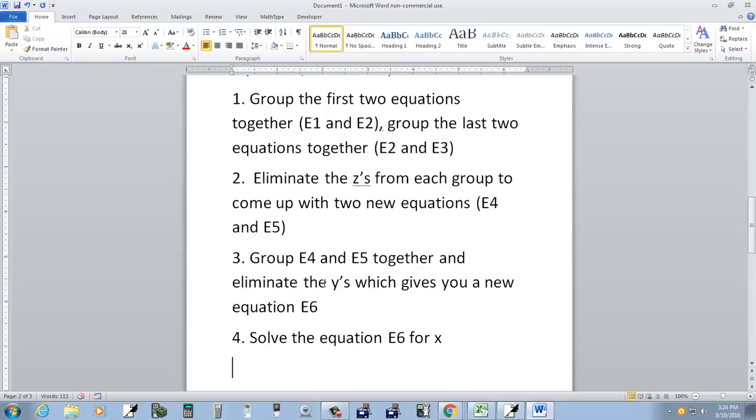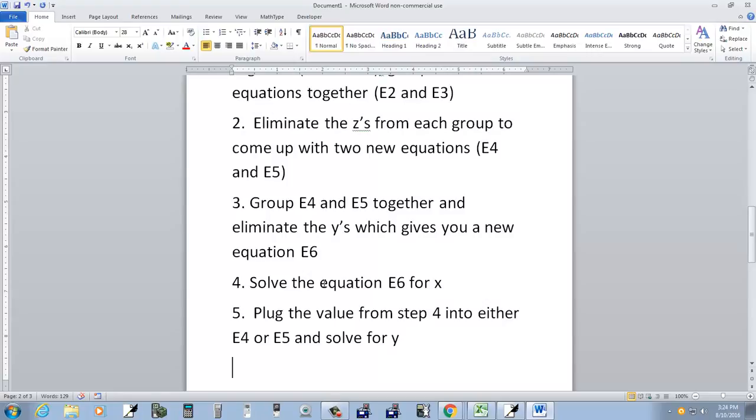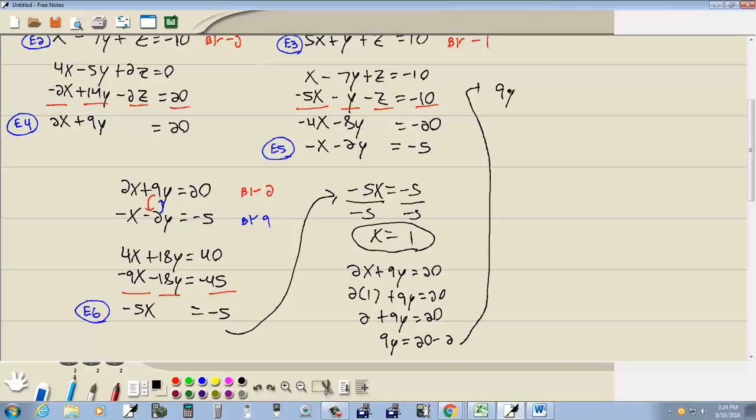Now, step 5, plug the value from step 4 into either E4 or E5 and solve for y. Doesn't matter which one you plug it into, whichever one looks easier to you. I'll do E4 since there's no negatives there. So we got 2x plus 9y is equal to 20. X is 1, so I got 2 times 1 plus 9y is equal to 20. 2 plus 9y is equal to 20. Take the 2 over. Got 9y is equal to 20 minus 2. So we've got 9y is equal to 18. And then divide both sides by 9. And we get y is equal to 2.